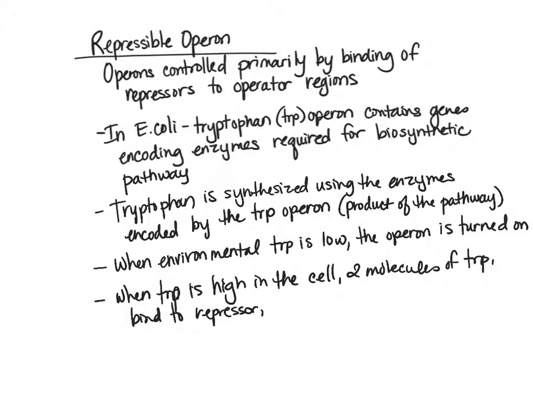They're going to bind to the repressor. It's going to cause the repressor to change shape, and then that binds to the TRP operator. Then when that is bound to the TRP operator, it's going to block transcription from happening.